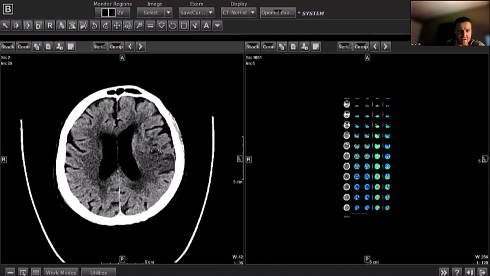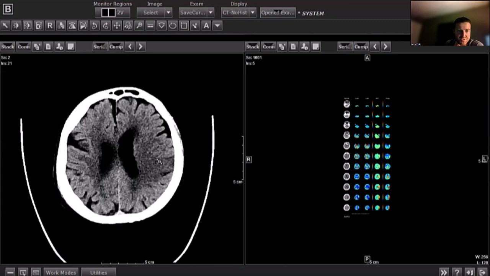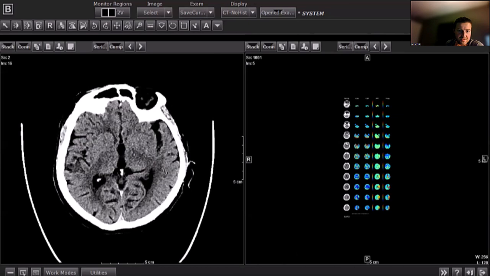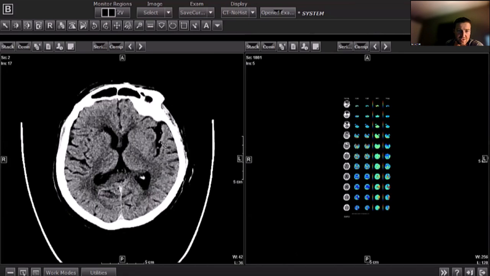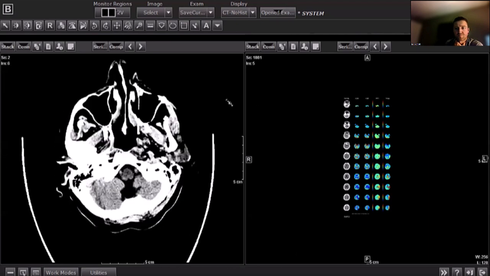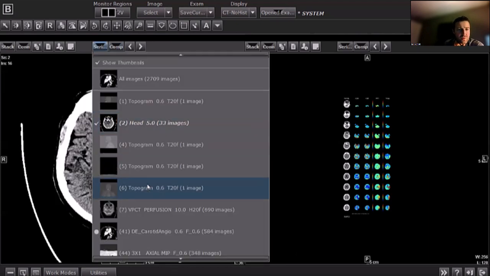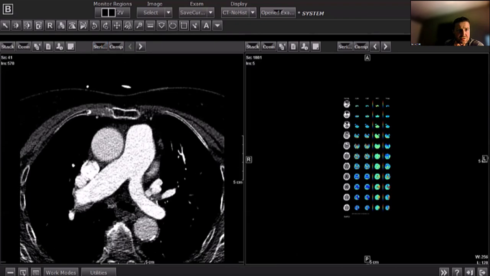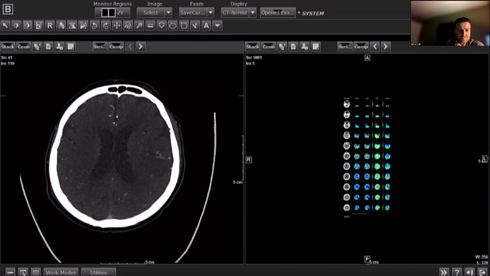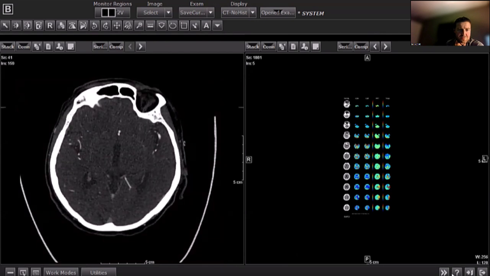So as we come up, we have areas of loss of gray-white differentiation, posterior insula, left M5 and M6. Question whether there's a little hyperdense vessel in the insula as well. We go to our CTA just to confirm that we do in fact have a large vessel occlusion.